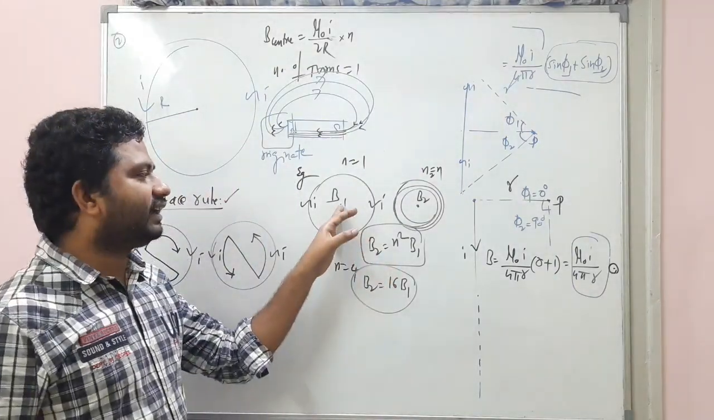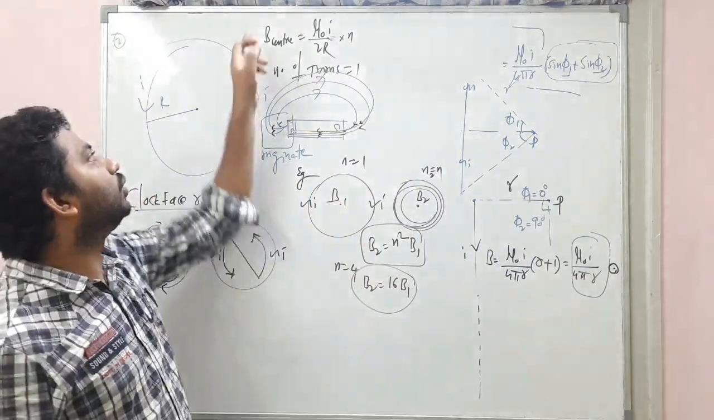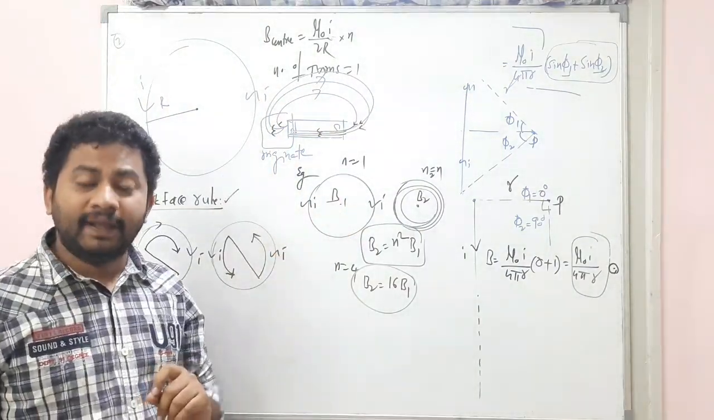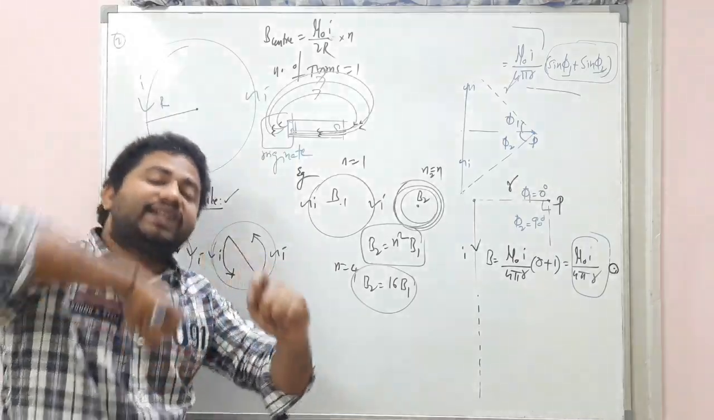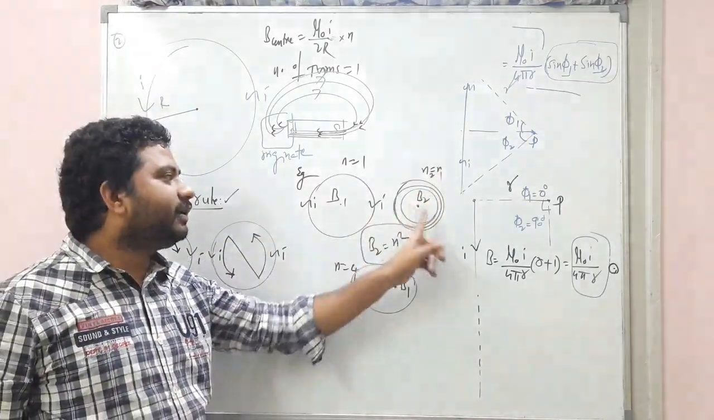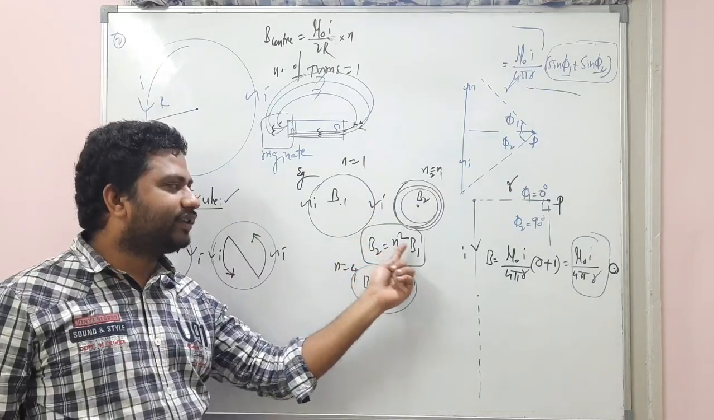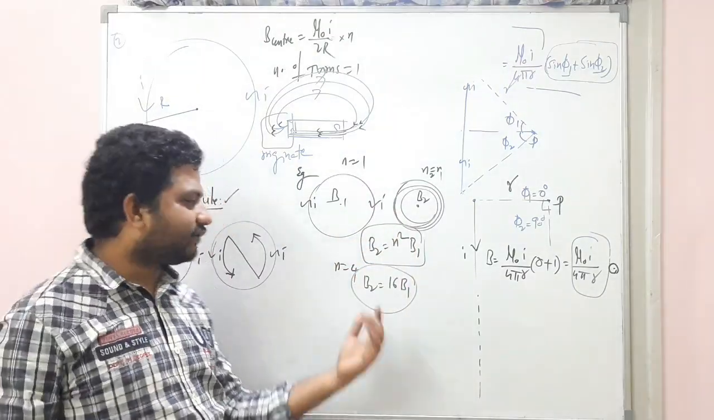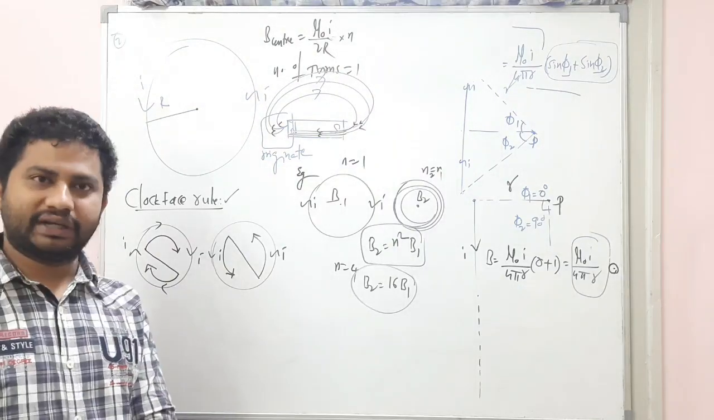The magnetic field at the center is mu naught I by 2R initially. The same wire is bent into N number of loops. That N is 4. The relation between these two is B2 is equal to n square into B1, right? That is very important.